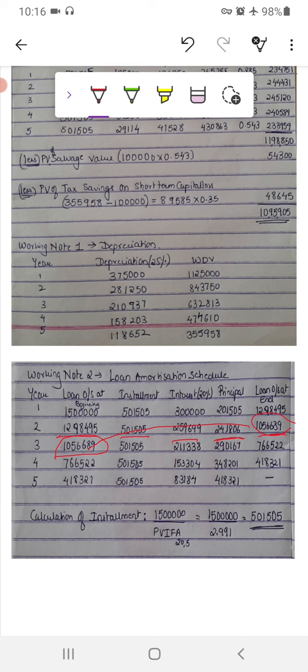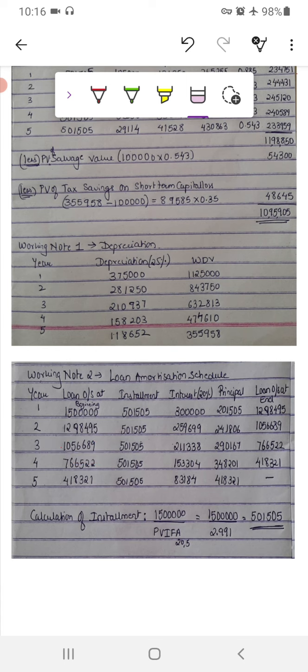Okay, so on that again installment remains the same. On that interest, so 10,56,681 into 20% gives you interest for that year. Then installment minus interest gives you principal, and loan at the beginning minus principal will give you loan at the end. So these are the calculations that you do for all the years.